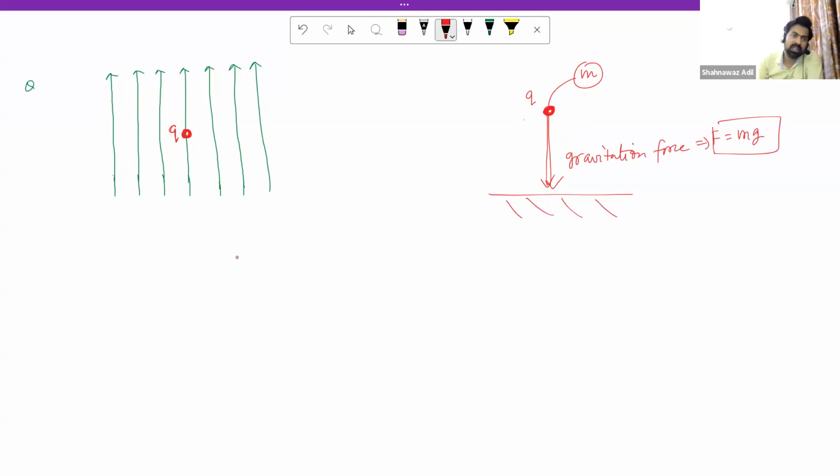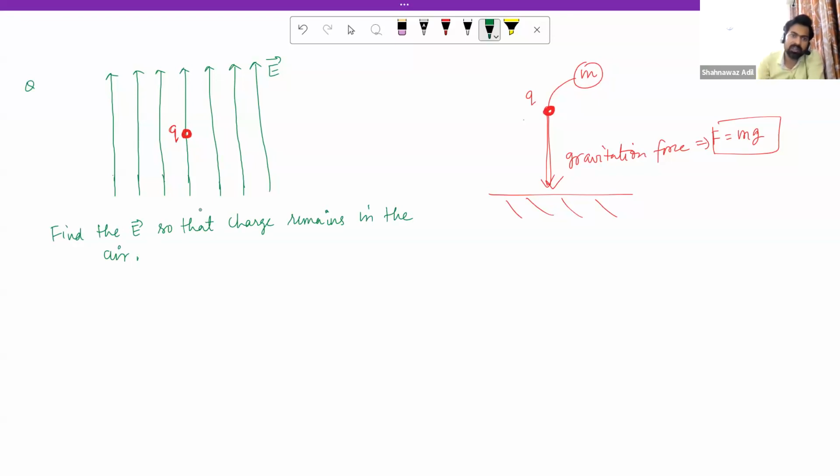Now, in this case, you have the electric field, which is in this direction. And now you put this charge in here and you have to find the electric field so that the charge remains in the air. Did you understand the question? So this thing is not dropping down.